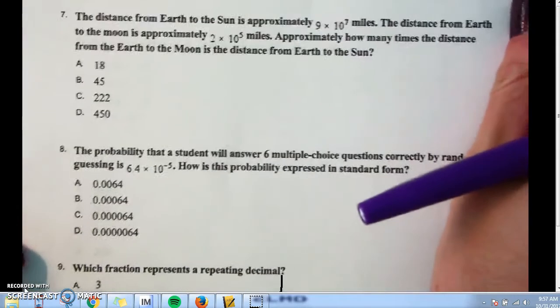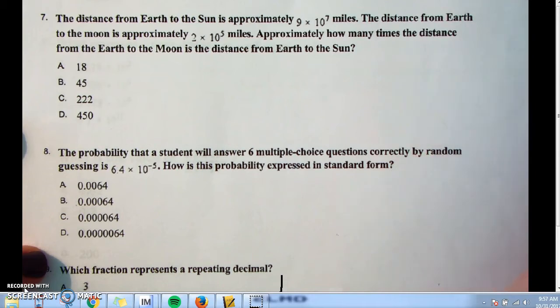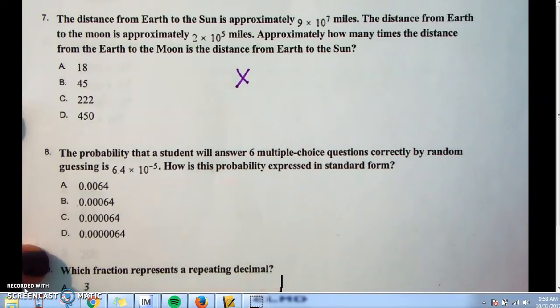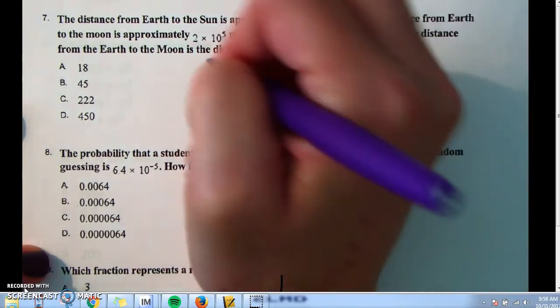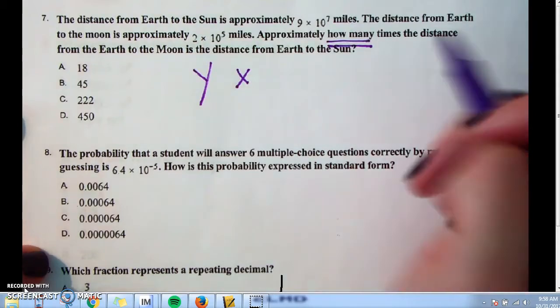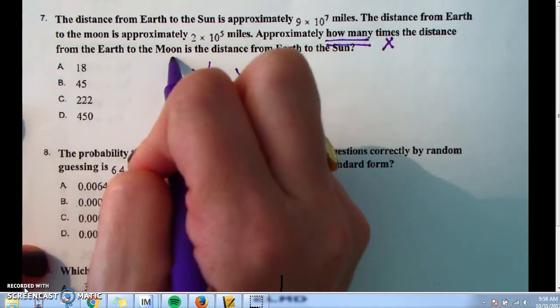Number 7, the distance from Earth to the Sun is approximately 9 times 10 to the 7th miles. The distance from Earth to the Moon is approximately 2 times 10 to the 5th miles. Approximately how many times the distance from the Earth to the Moon is the distance from the Sun? So it's asking me how many times, which means I'm going to be multiplying. It says how many. I don't know how many, so I'm going to make that my variable. I'm going to make it y. Then it says times, that's my x, the distance from the Earth to the Moon.